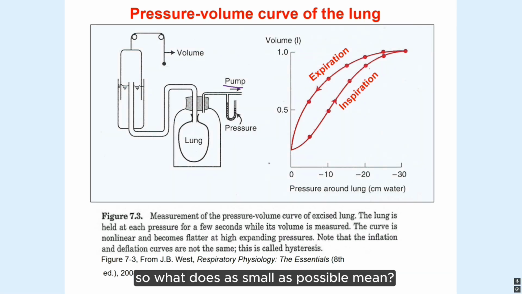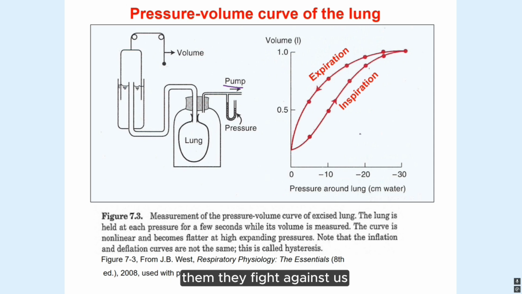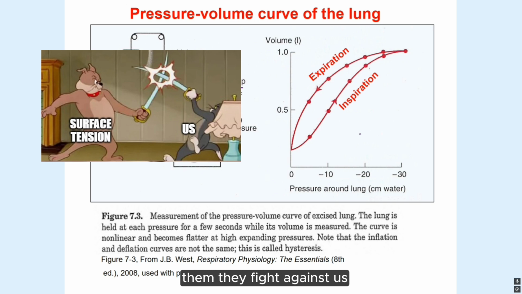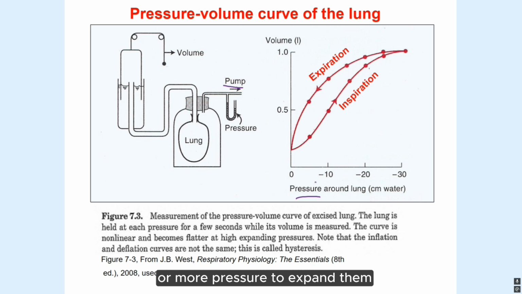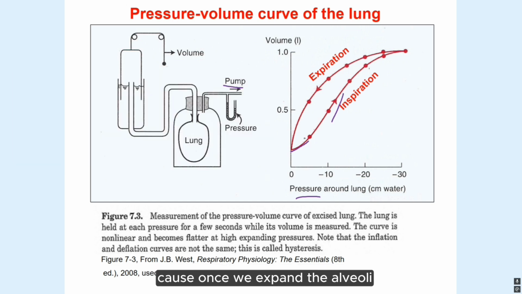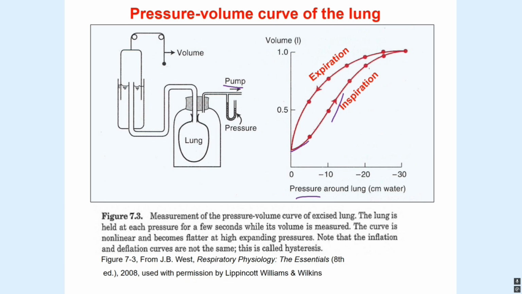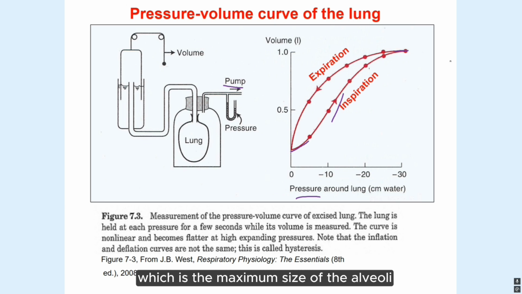So what does as small as possible mean? It means that when we breathe in and we try to expand them, they fight against us. So we need to spend more energy or more pressure to expand them. That's why you can see here that the slope is much less steep than the slope here. Because once we expand the alveoli and we defeat the surface tension, it becomes easier for us to expand the alveoli more. So you can see at the beginning, it's tough, but then it becomes easier, until we reach a limit, which is the maximum size of the alveoli.